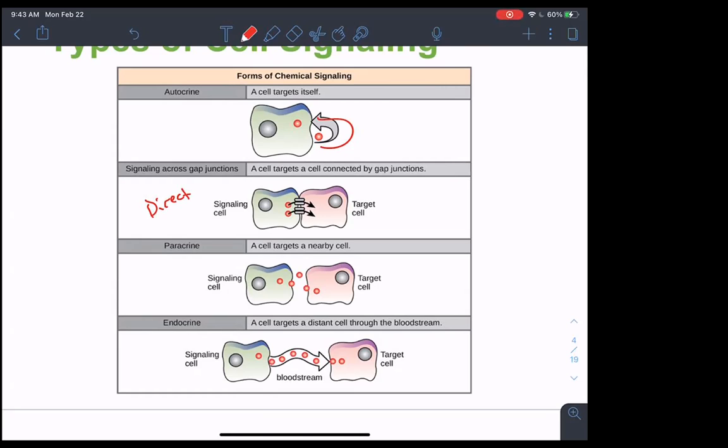Paracrine is signaling nearby. They are in close proximity to each other. So that's paracrine signaling. And then endocrine, this is representing using the bloodstream because it's having to go a long distance. So endocrine signaling is cell signaling that happens over distance through the bloodstream.